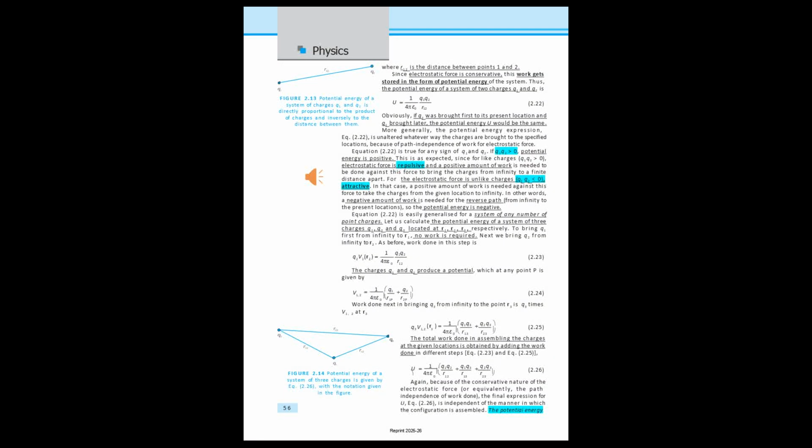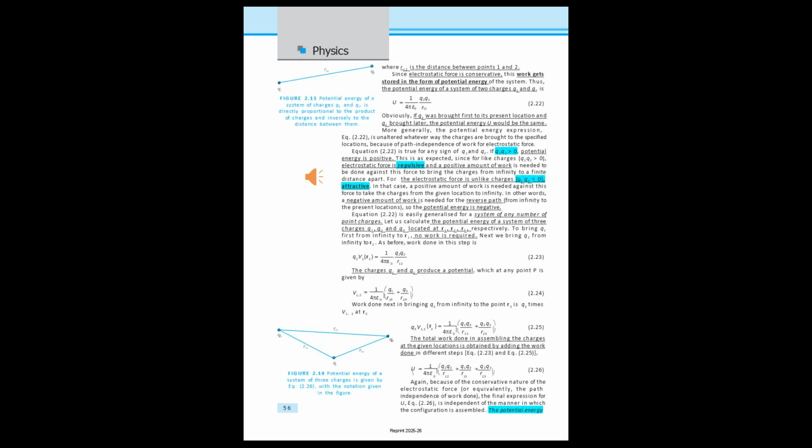Equation 2.22 is easily generalized for a system of any number of point charges. Let us calculate the potential energy of a system of three charges Q1, Q2 and Q3 located at R1, R2 and R3 respectively. To bring Q1 first from infinity to R1, no work is required. Next, we bring Q2 from infinity to R2.